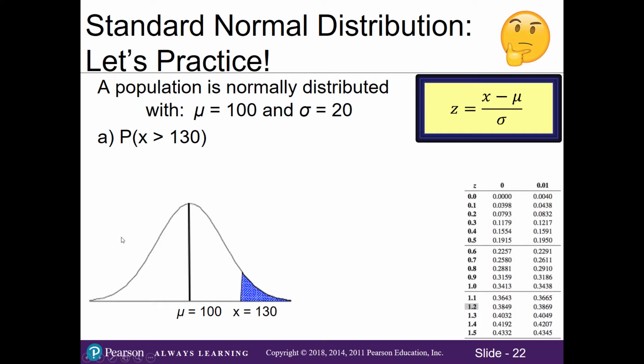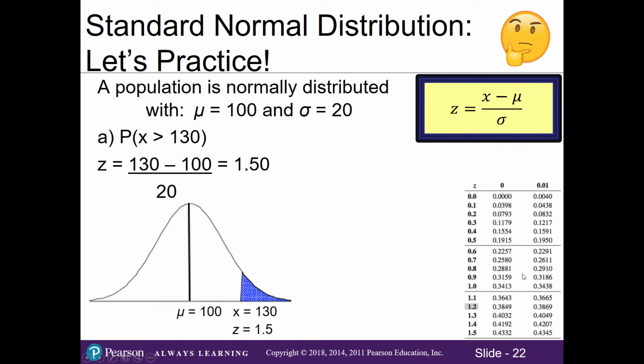I find drawing the curve is helpful for me to organize my thinking, and I can see the shaded area that I'm looking for. So my mean is 100, so that's my midpoint, and my x is 130 or greater. So I can draw 130 right here, and greater is going to be to the right. So I'm looking for this shaded area here. But in order for us to use the appendix, we have to convert our x of 130 into a z. So I take 130 minus the mean divided by standard deviation. That gives me a z value of 1.5. So now I can see my z value here for 130 is 1.5.